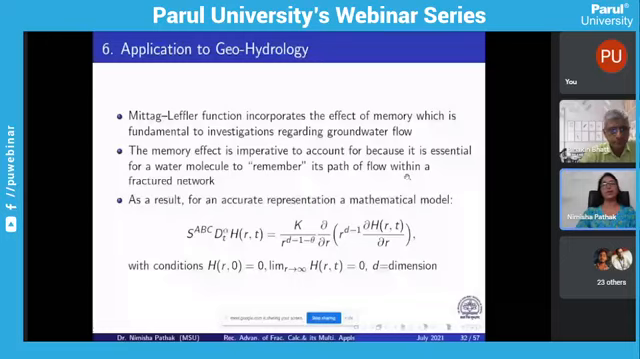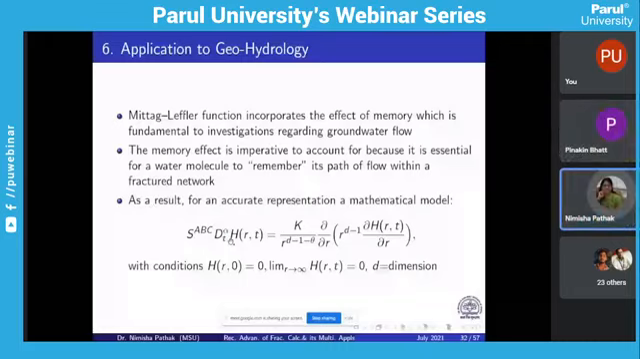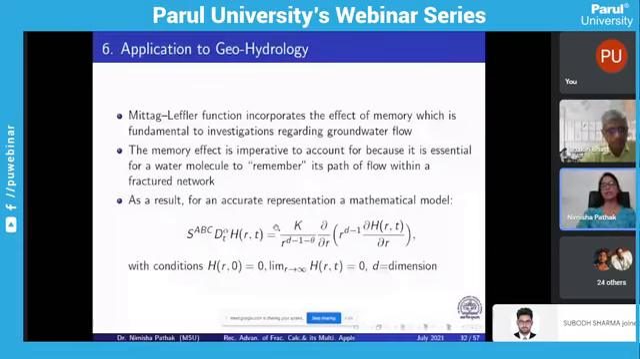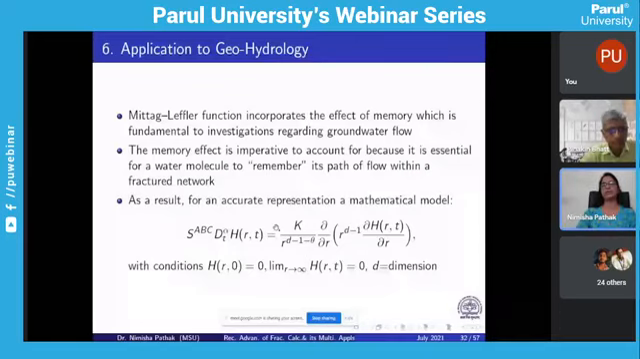So as a result, for an accurate representation, the mathematical model is with fractional order. And you notice that this is D_t alpha h of r, t. It means this is a fractional partial differential equation with these conditions. And here this is a Riemann-Liouville derivative.